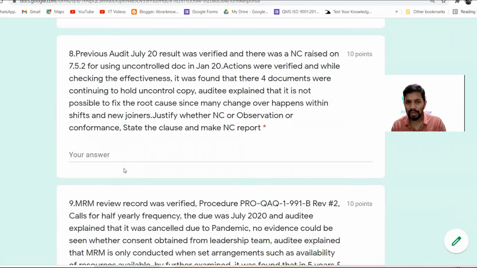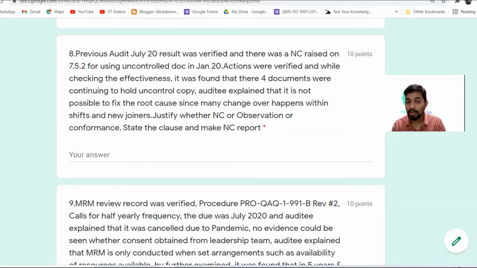Previous audit, July 20 result was verified. There was an NC raised on 7.5.2 for using uncontrolled document in Jan 20. Actions were verified, and while checking the effectiveness, it was found that there were 4 documents which continued to hold uncontrolled copies. Auditee explained that it is not possible to fix the root cause since many changes happen within shift and new joiners. So justify whether NC and all that.